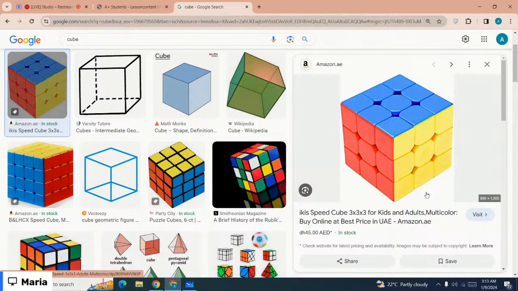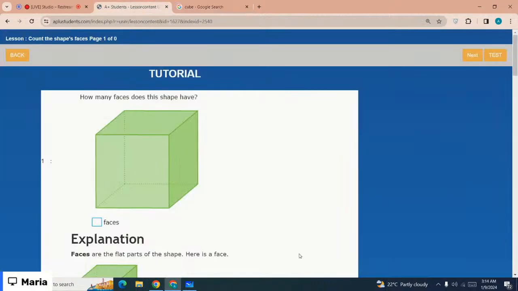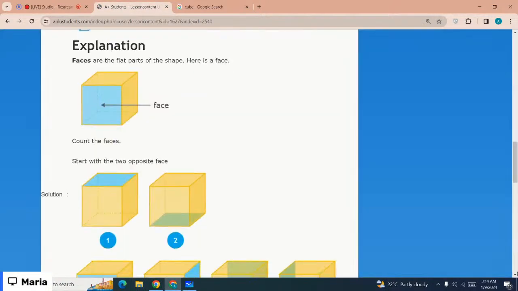So the total number of faces a cube has is six. If you get your toy, you can count the faces, and you have exactly six faces. Also, if you do not have this toy in your house, you must have a die. So you can get the dice and see the faces. So the cube has a total of six faces.